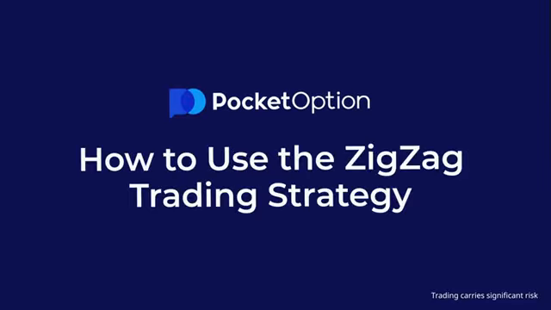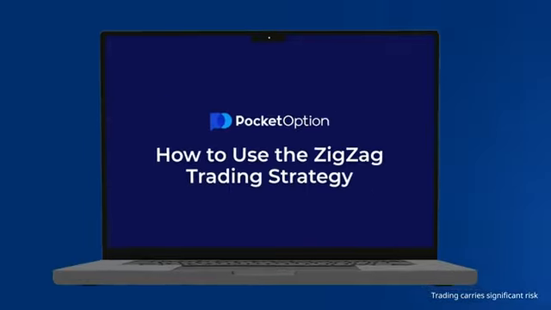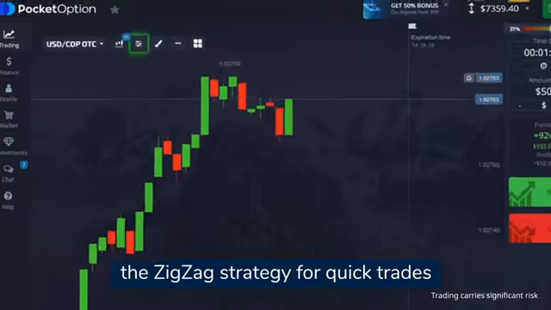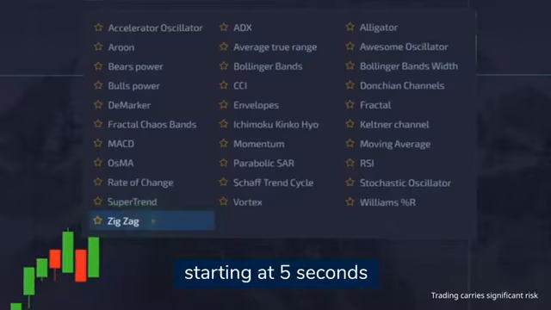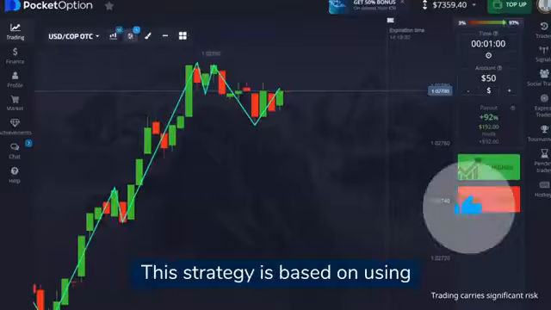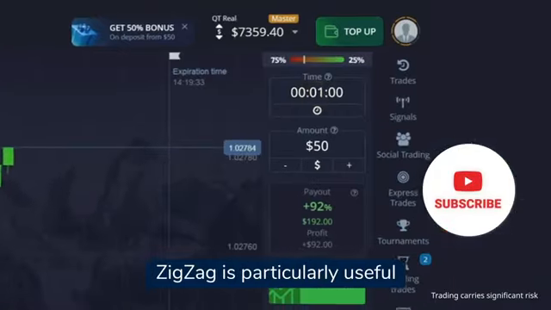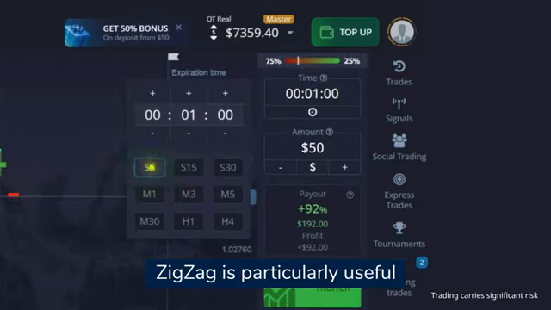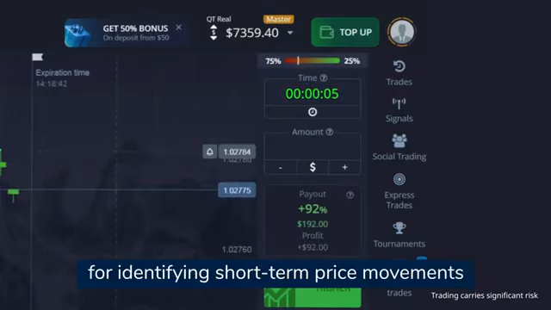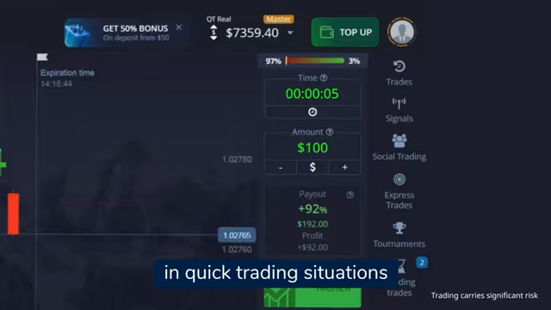How to use the zigzag trading strategy. Today we'll show you how to use the zigzag strategy for quick trades starting at 5 seconds. This strategy is based on using the zigzag indicator. Zigzag is particularly useful for identifying short-term price movements in quick trading situations.